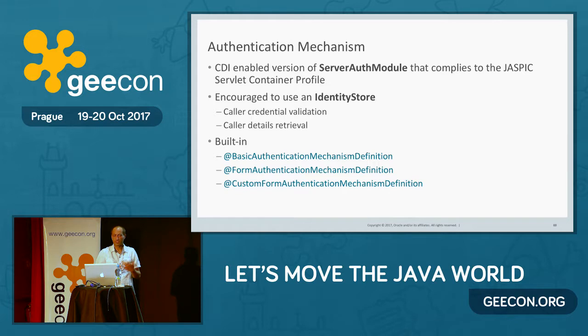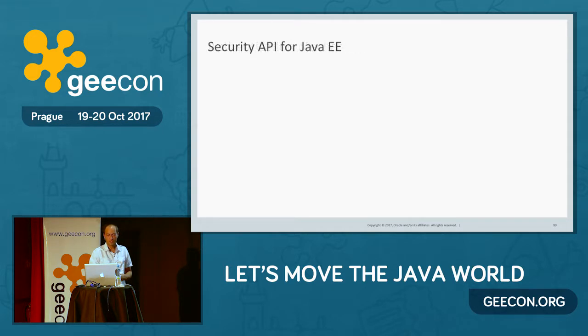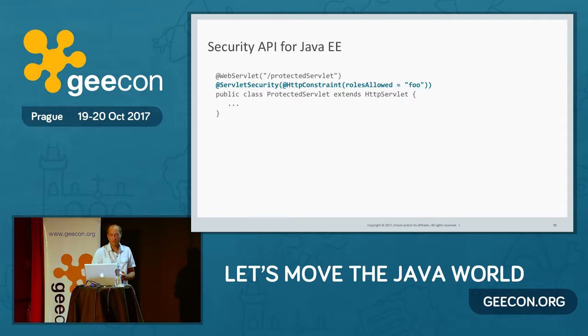Authentication mechanism is a CDI enabled version of a server auth module that complies to the JASPIC servlet container profile. It's encouraged to use an identity store. So there are some built-in versions. If you are using basic or form authentication, it's provided in the platform. I will skip these and let's take a look at an example.